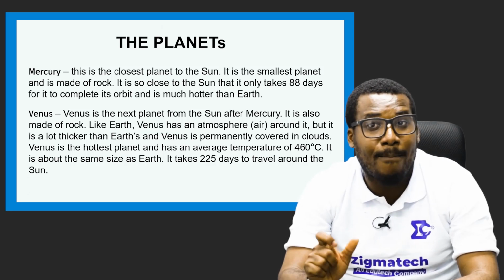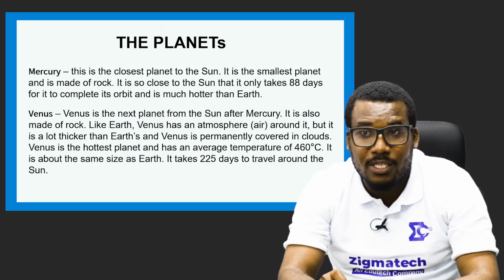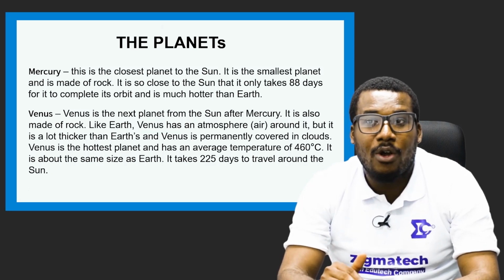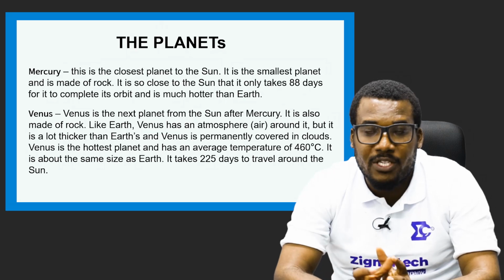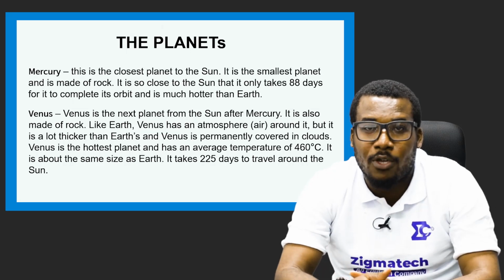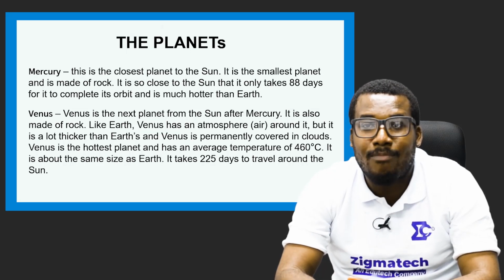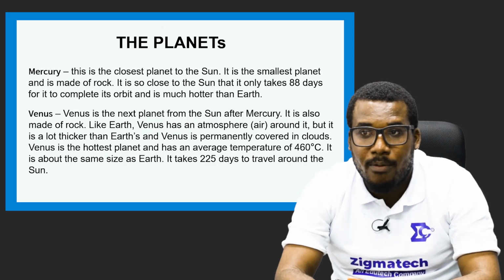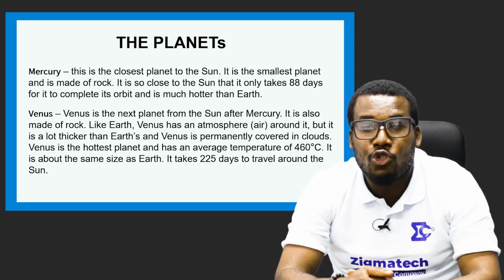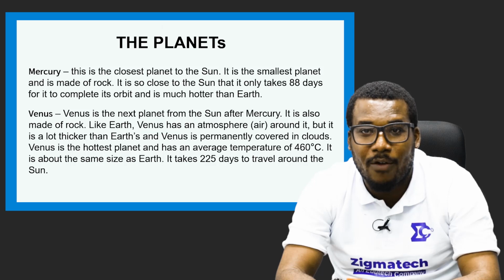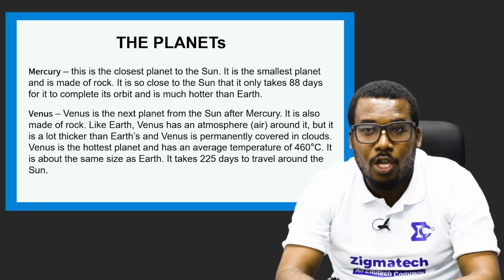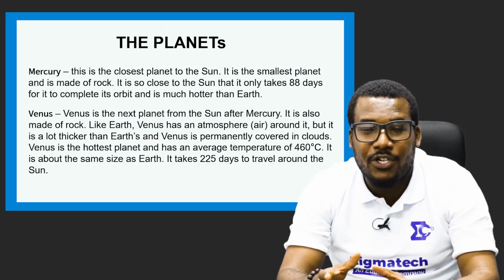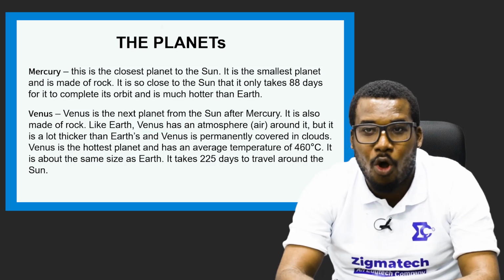Now, why is Mercury the closest to the sun? It is because of its sheer small size, it doesn't absorb as much radiation from the sun. Remember, Venus takes 225 days to travel around the sun. So it's a lot closer, and because of its sheer size, it tends to attract more heat from the sun.